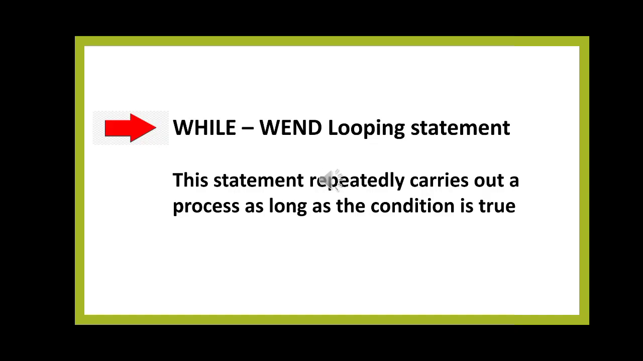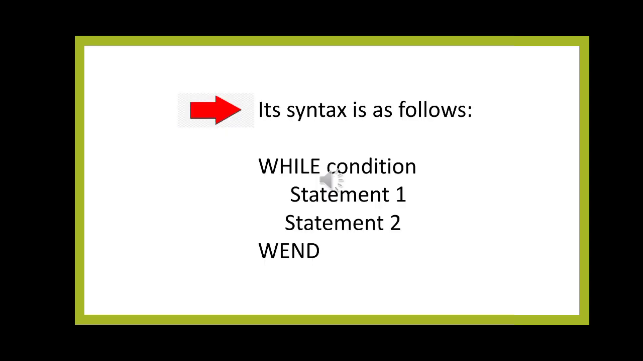Now, let's come to the while-wend looping statement. This statement repeatedly carries out a process as long as the condition is true. It is very much similar to your for next statement. Just have a look at the syntax. While condition will be given, after that the statement 1 as well as the statement 2, and just before the end statement we have to write wend.